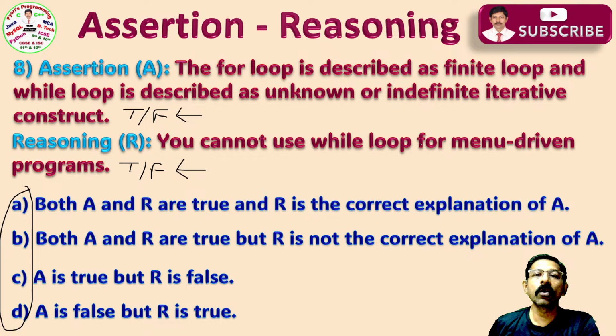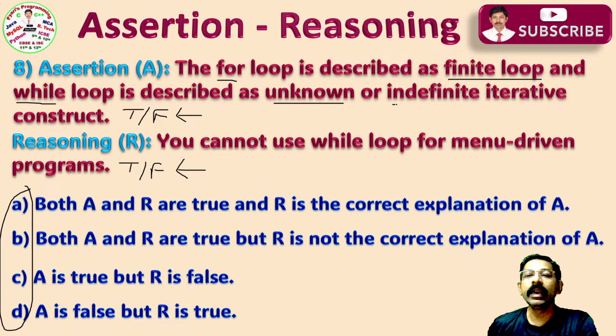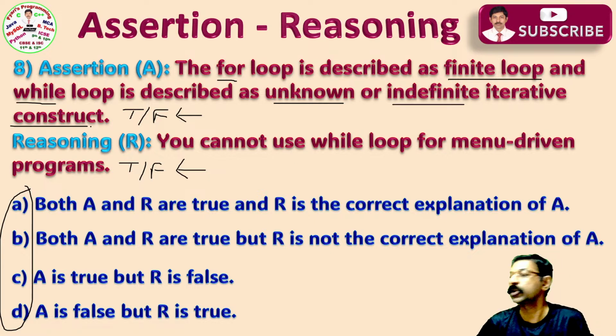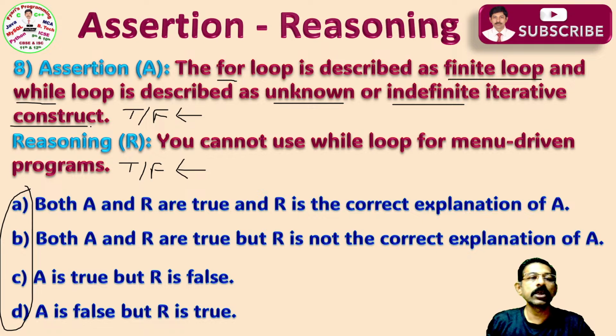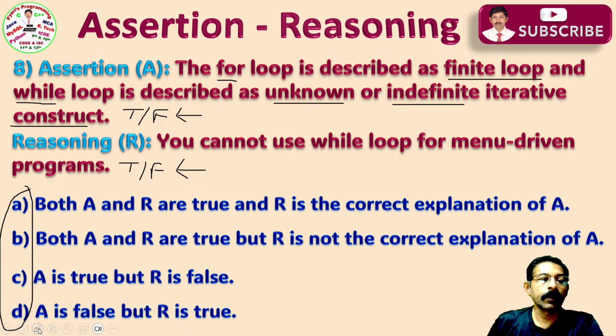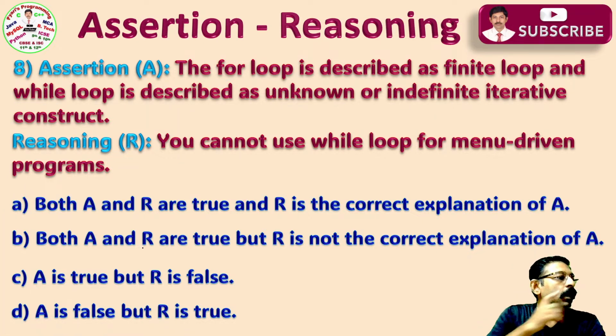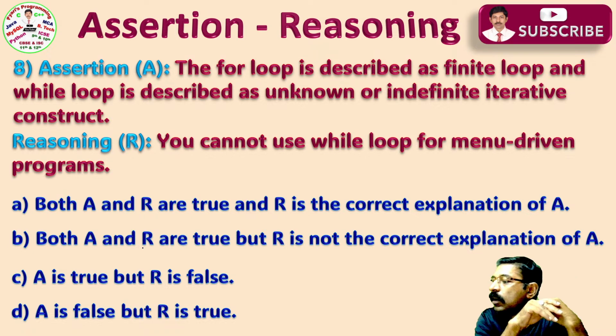It says that the for loop is described as a finite loop. Talking about for loop. And while loop is described as unknown or indefinite iterative construct. Construct means operation. A is true. Okay. If assertion is true, go for reason. Assertion is true. And reason is true.